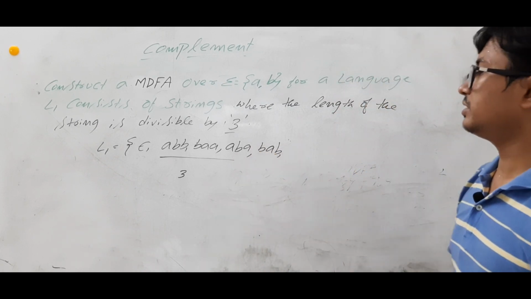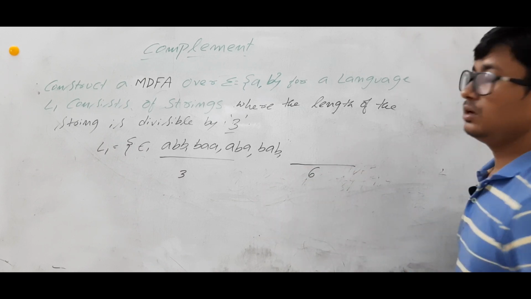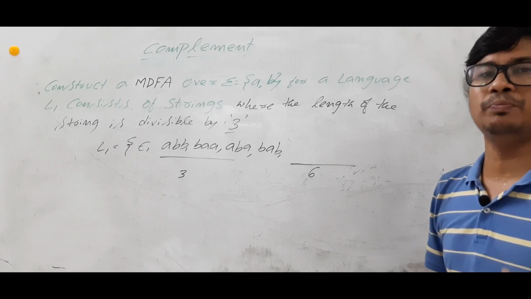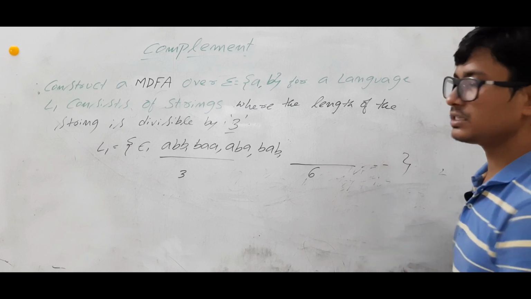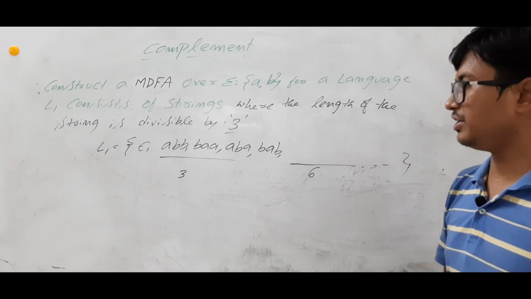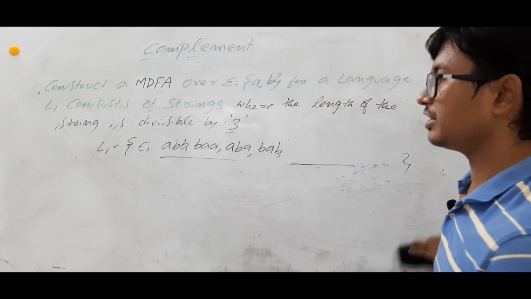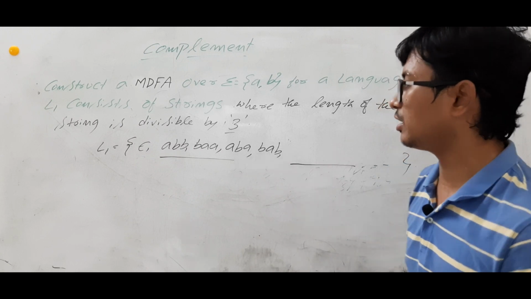I am giving some of the strings, and you can even find the strings whose length is 6. Whose length is 6, how many strings will you get? 2 power 6 strings. So I can say that it is an infinite language. If it is an infinite language, there may be a DFA or there may not be a DFA. If a DFA is available, what is the DFA? We will check it now.